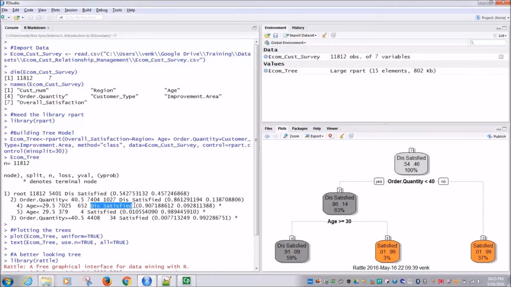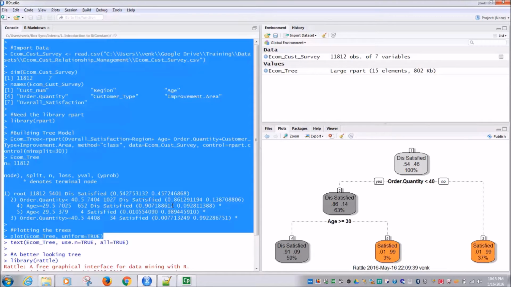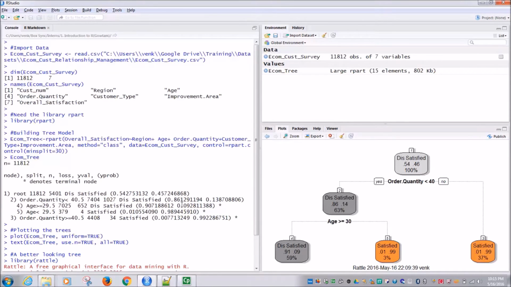Out of that dissatisfied node, what is the loss to dissatisfied? Within this fourth node, what is the loss? That 9% is the loss, against the statement that we are making. The number of items contributing to loss is around 652. The value of y predicted, y val, is dissatisfied, so that is what y val is talking about.